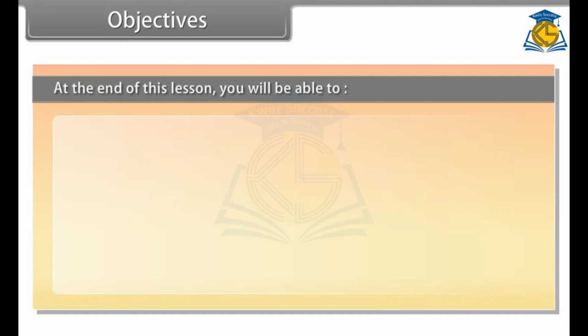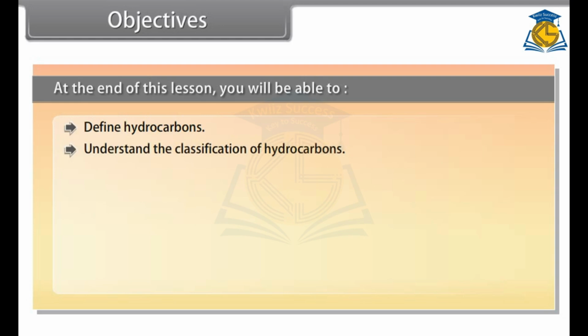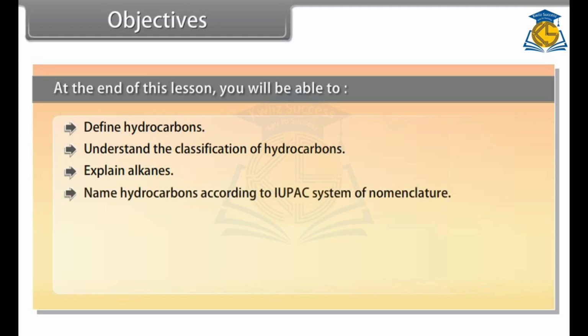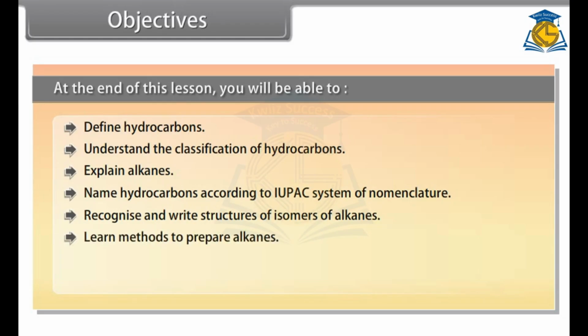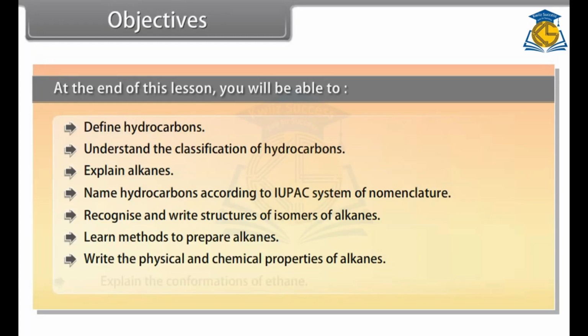Objectives. At the end of this lesson, you will be able to define hydrocarbons, understand the classification of hydrocarbons, explain alkanes, name hydrocarbons according to IUPAC system of nomenclature, recognize and write structure of isomers of alkanes, learn methods to prepare alkanes, write the physical and chemical properties of alkanes, explain the conformations of ethane.